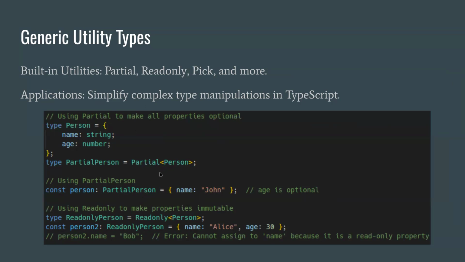And here is an example of using Readonly. This makes name and age read-only, so assigning a different name will cause an error. Utilities like this are extremely powerful and flexible for developing complex applications.